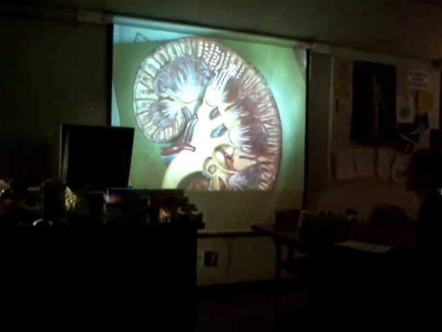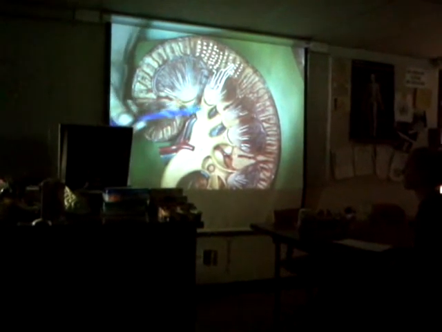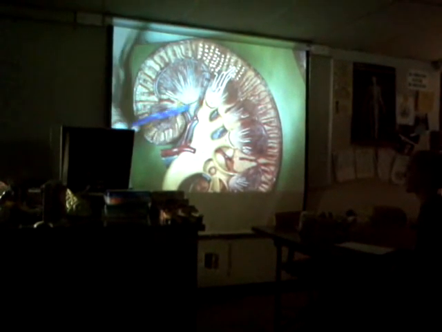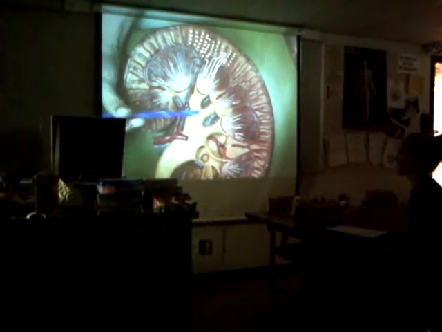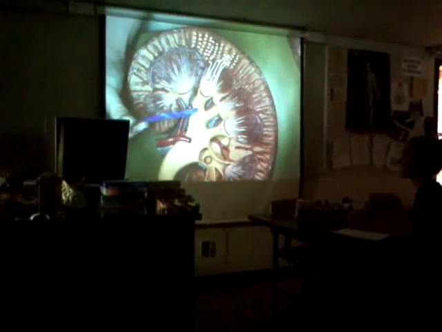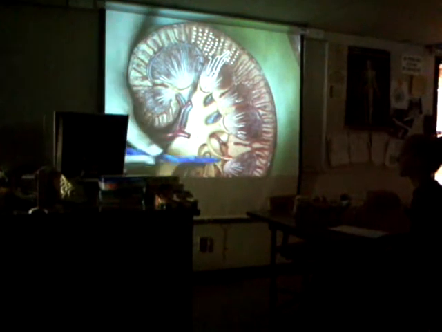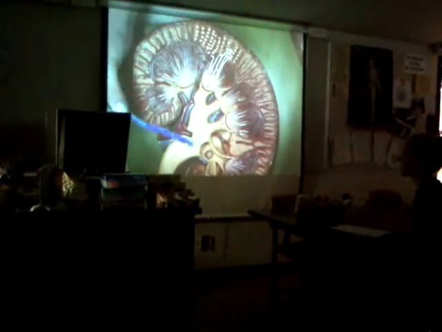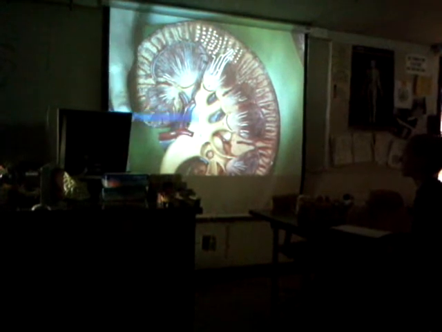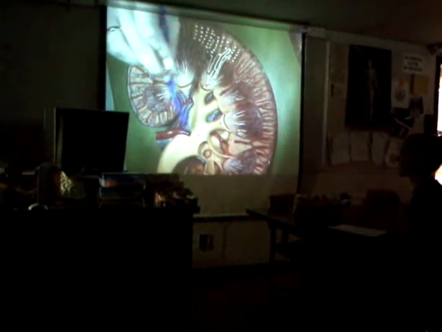You understand? Okay. Now we have the minor calyces draining the pyramids. Where you have two or more minor calyces come together, this is a major calyx. Minor, minor, major. Here's a minor just draining. This region here where you have the majors coming together is the renal pelvis.